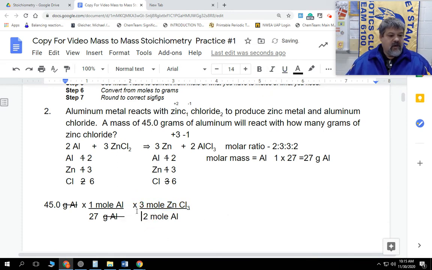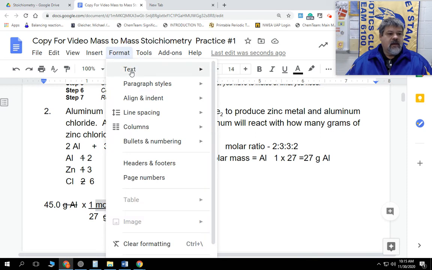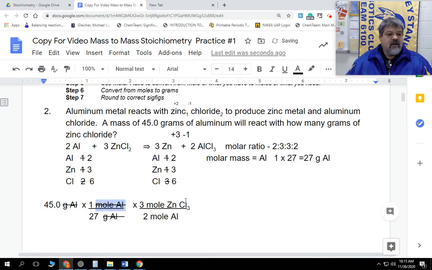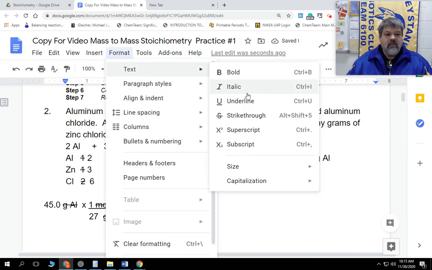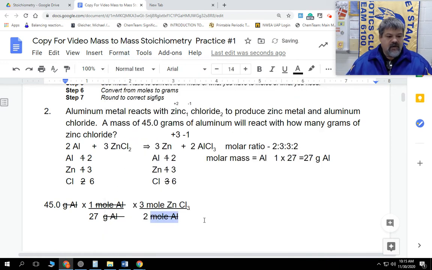So now that's good, but we can get rid of something. I can get rid of moles of aluminum here and moles of aluminum there. So we're going to go ahead and cancel those out. Don't forget to cancel these out. Even if you do it on paper and pencil, you need to remember to strike those through and get rid of them. So now I have moles of zinc chloride. Now I have to convert it from moles to grams, because that's what the question asks. It says how many grams of zinc chloride.